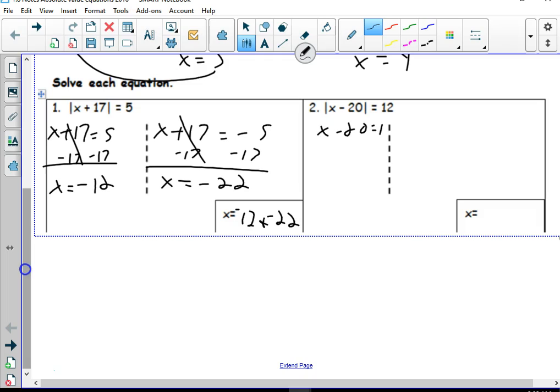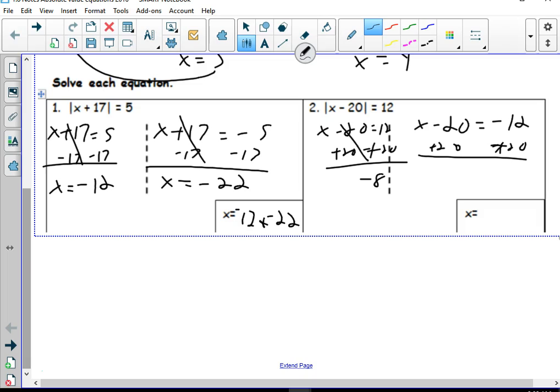Okay, again, same thing. x minus 20 equals 12. x minus 20 equals negative 12. So first up, add 20 across the board. Cancels. 12 minus 20, negative 8. Oh, sorry, that's 12 plus 20. Add 20, 12 plus 20, that's 32.